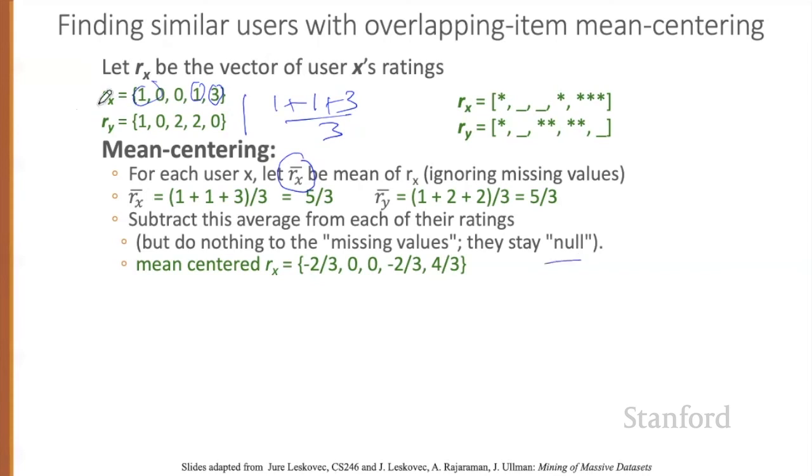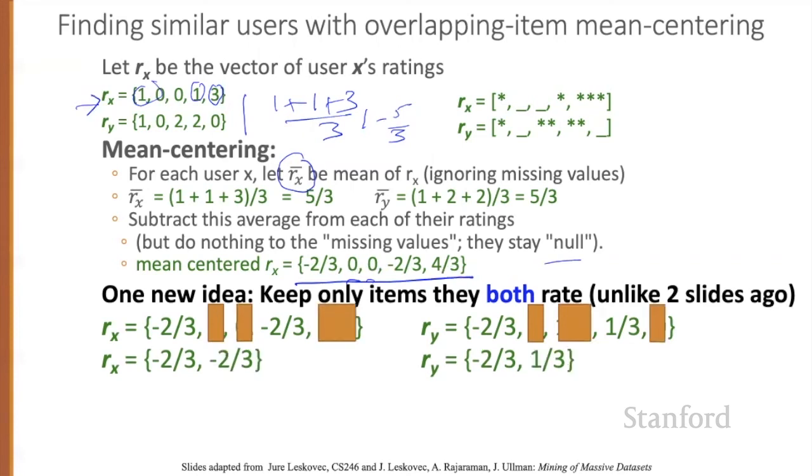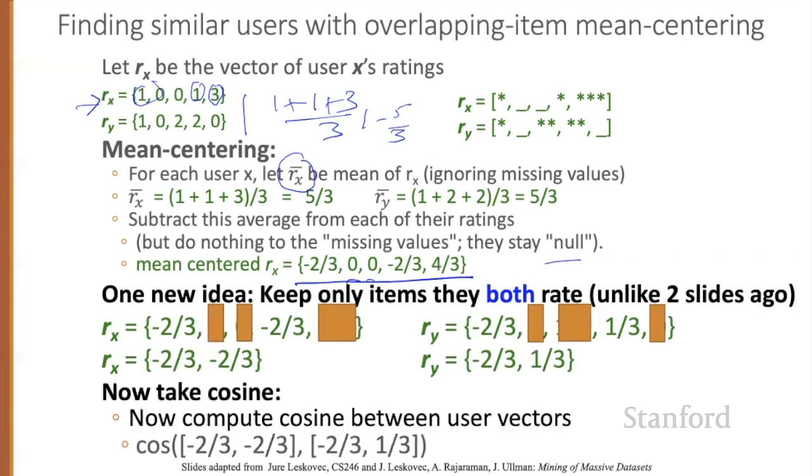So now mean centering user X, we get 1 minus 5/3. That's negative 2/3, and so on. We don't change the zeros. Now we're going to add one more change. We're only going to keep items that both users rate. So here we're going to remove these 3 items that weren't rated by both users, get 2 shorter vectors, and take the cosine between these shorter vectors.